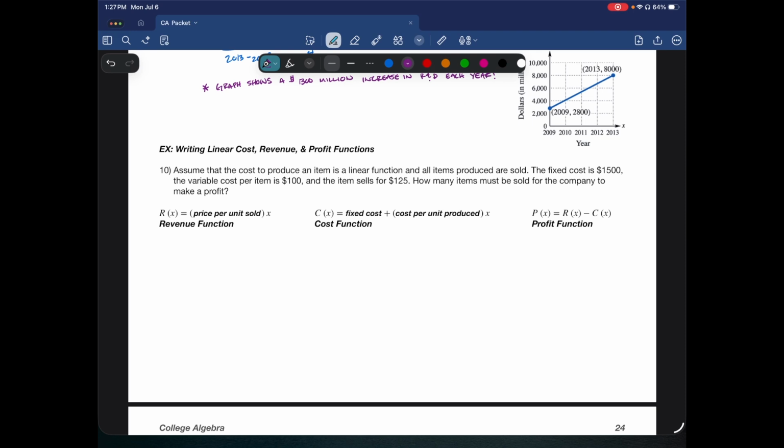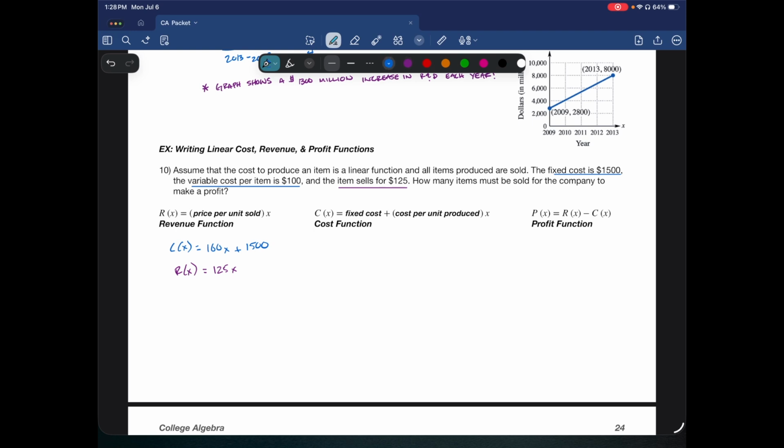All right, so first thing we need to do is figure out what our functions are. Fixed cost is $1,500. Variable cost per item is $100. That is my cost function. So that's going to be 100x plus 1,500. Remember it said it's a linear function, so we're modeling this after the y equals mx plus b equation. Okay, then it says that the item sells for $125. That's my revenue function. And my revenue function is price per unit sold times x. So that's going to be 125x.